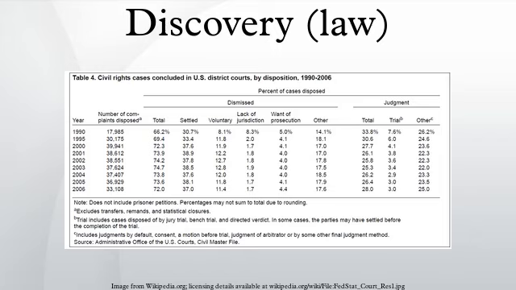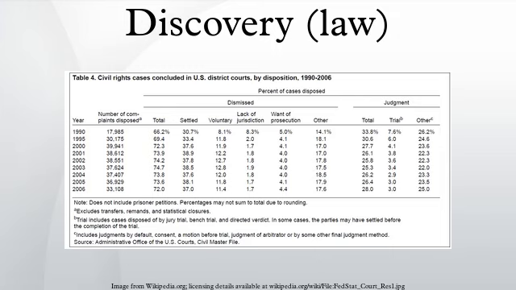Discovery, in the law of the United States, is the pre-trial phase in a lawsuit in which each party, through the law of civil procedure, can obtain evidence from the opposing party by means of discovery devices including requests for answers to interrogatories, requests for production of documents, requests for admissions and depositions. Discovery can be obtained from non-parties using subpoenas.